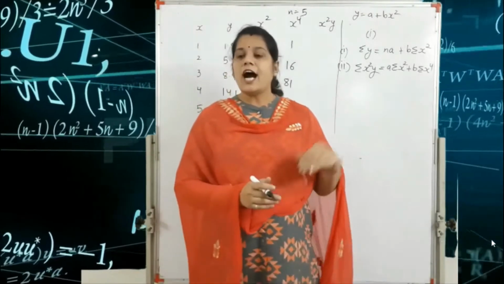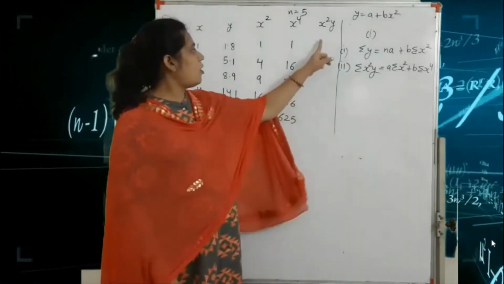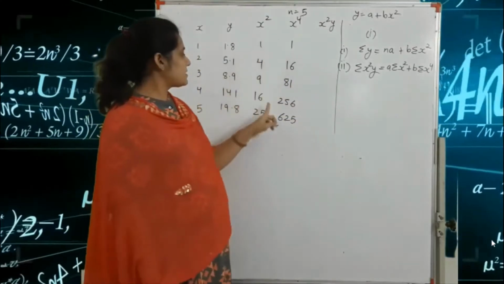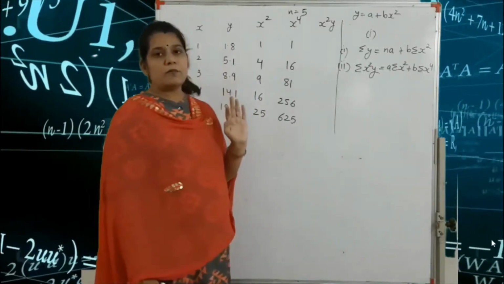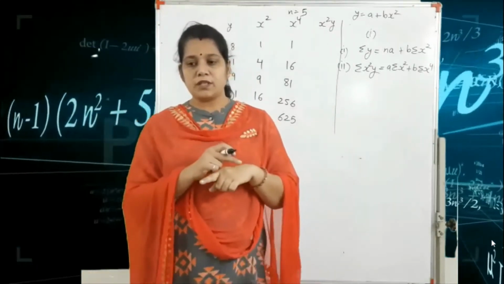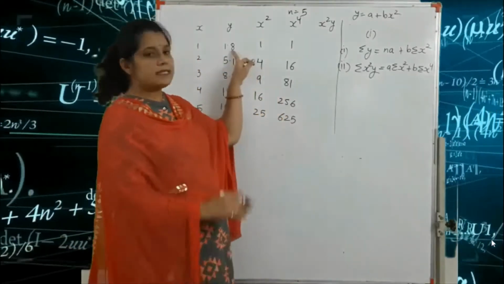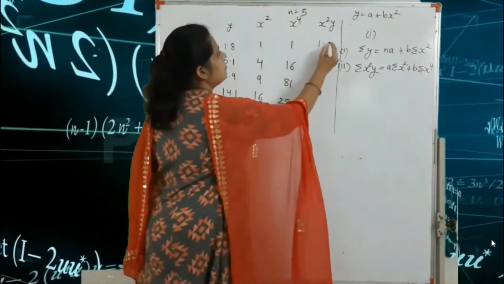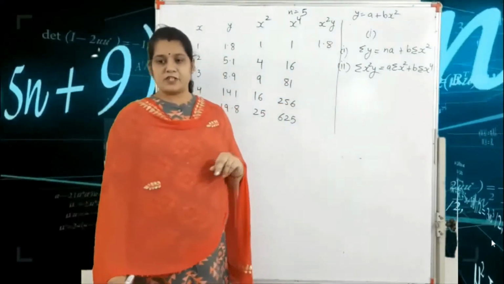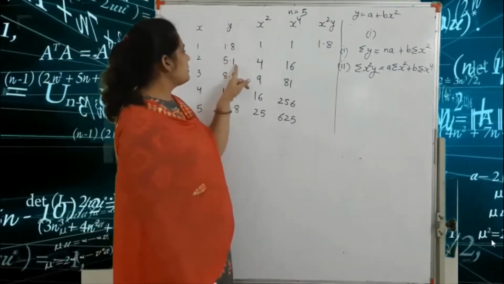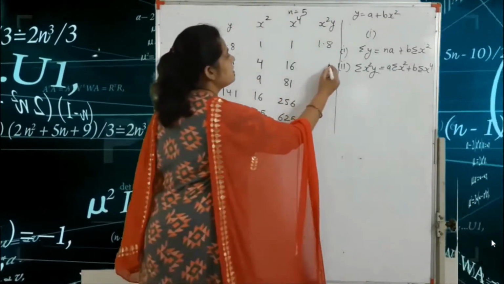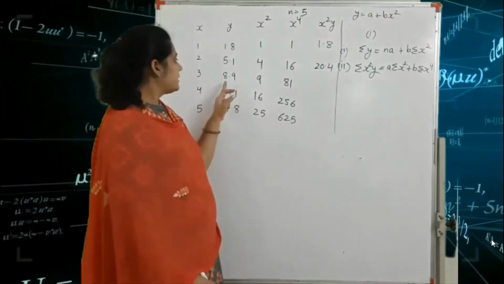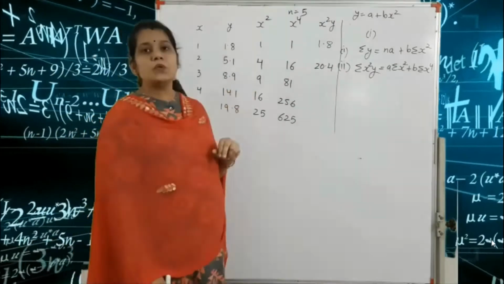Got it? After that, we fill the column of x square into y. Here is the column of x square and this is the column of y, so we multiply both columns. First is 1.8 into 1, that means 1.8. Second is 5.1 into 4, that is 20.4. Next is 8.9 into 9.